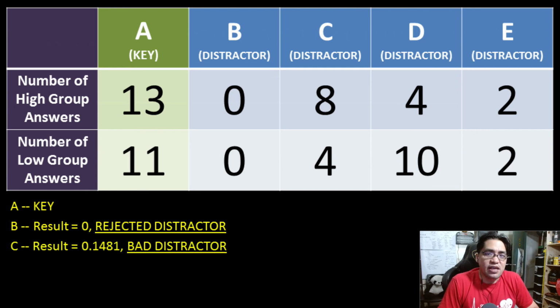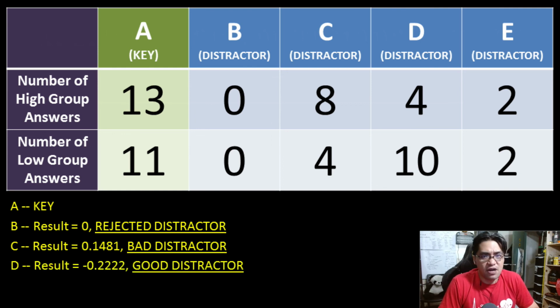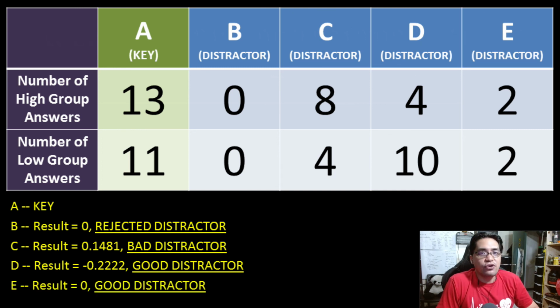For distractor C, after applying the formula, the result is positive 0.1481. Because the result is a positive number, this distractor is a bad distractor. For distractor D, after applying the formula, the result is negative 0.2222. Because the result is a negative number, this distractor is a good distractor. For distractor E, after applying the formula, the result is 0. However, it became 0 because there is an equal number of students from the high group and low group who chose this distractor. Therefore, we can still consider this a good distractor.